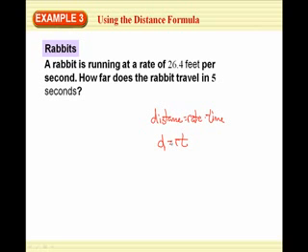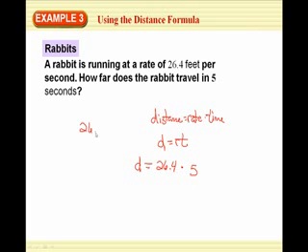We start going through, and it says the rabbit is running at a rate of 26.4 feet per second. How far does the rabbit travel in 5 seconds? So they give us, we want to know how far it travels. So we don't know the distance, so that's going to stay D. We don't know what that is. Its rate is 26.4 feet, so that's the R, in 5 seconds. And it's per second, and it's in seconds, so they're the same measurements. So we need to find the distance.